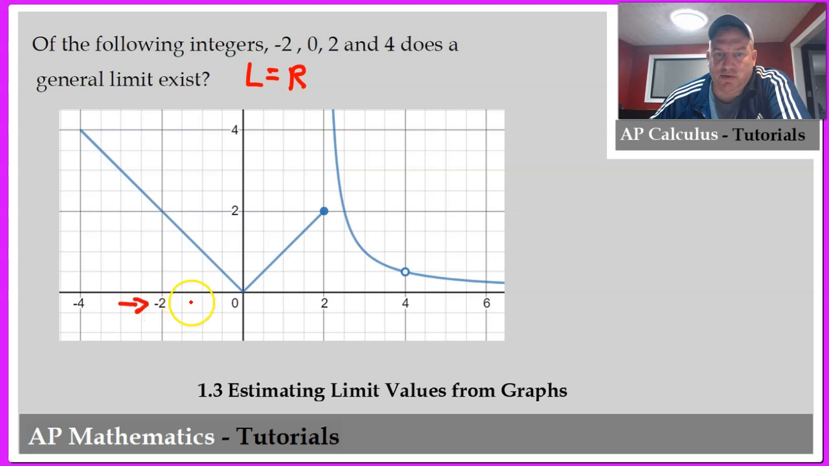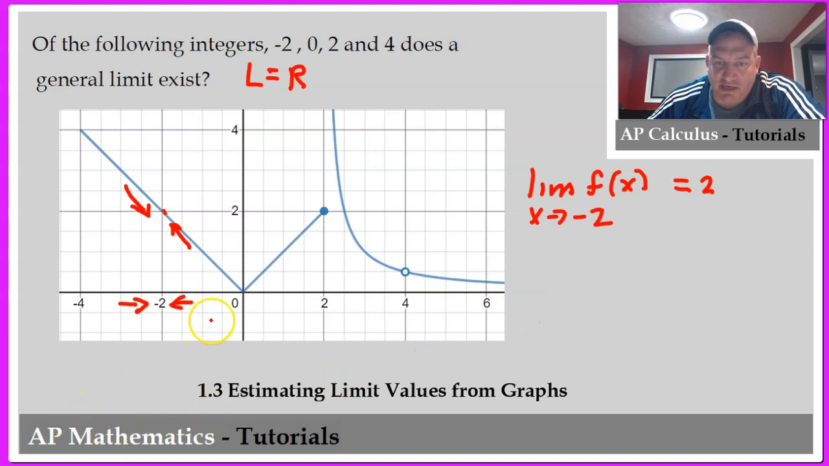So -2, we approach -2 from the left and the right. Okay, it looks like my graph on the left side will come down to 2, and on the other side from the right it approaches a height of 2. So it looks like the left-hand limit and the right-hand limit as we approach -2 are both 2, therefore the limit of our function f of x as x approaches -2 does exist. And it exists, and it's at a value of 2.